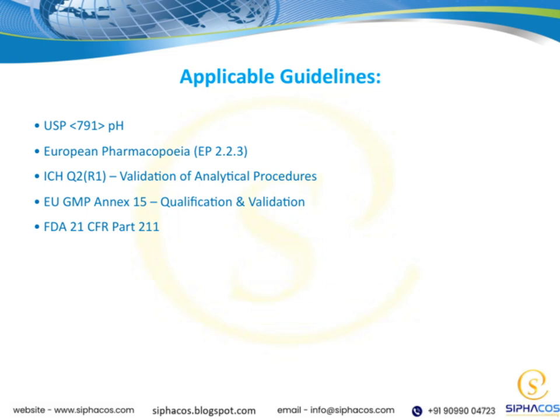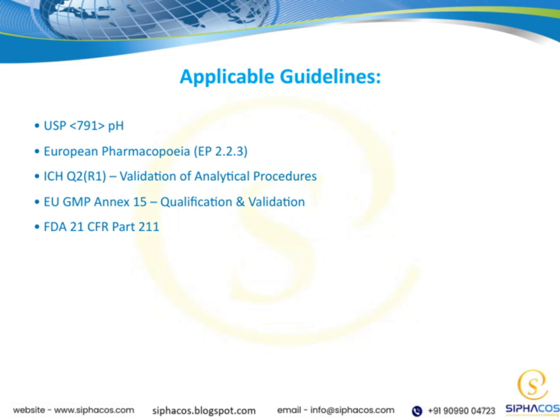Moving on, the ICH Q2(R1) guideline is all about the validation of analytical procedures, ensuring our methods are reliable and reproducible. Additionally, the EU GMP Annex 15 outlines the requirements for qualification and validation of facilities and processes, reinforcing quality assurance. Lastly, the FDA 21 CFR Part 211 sets the regulations for good manufacturing practices in the United States, covering everything from raw materials to finished products.